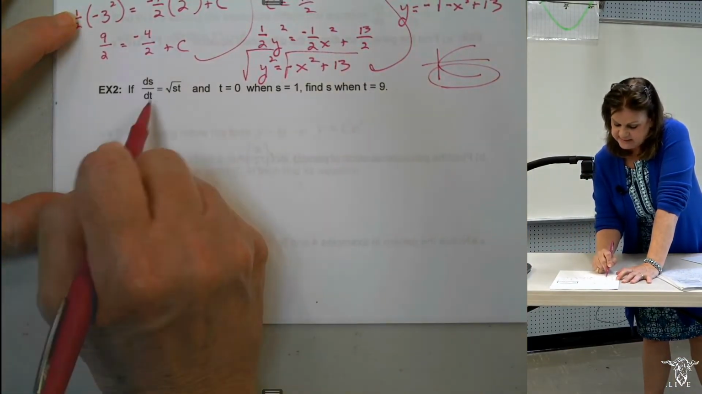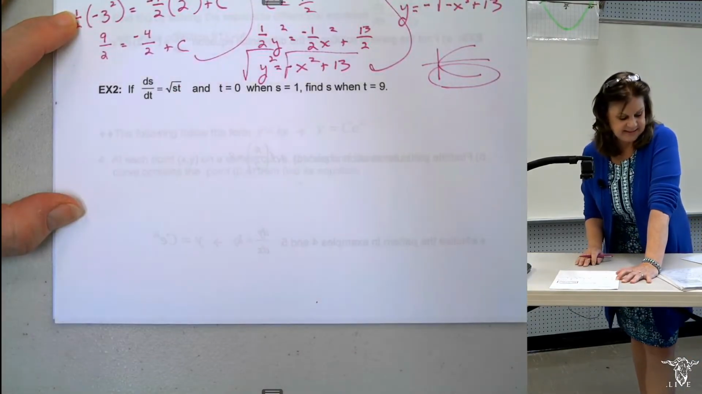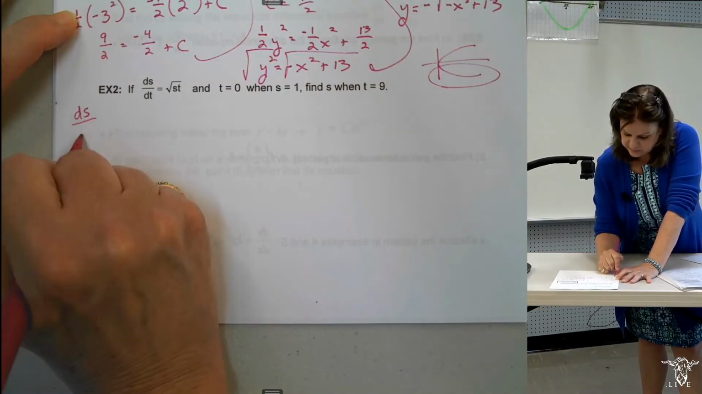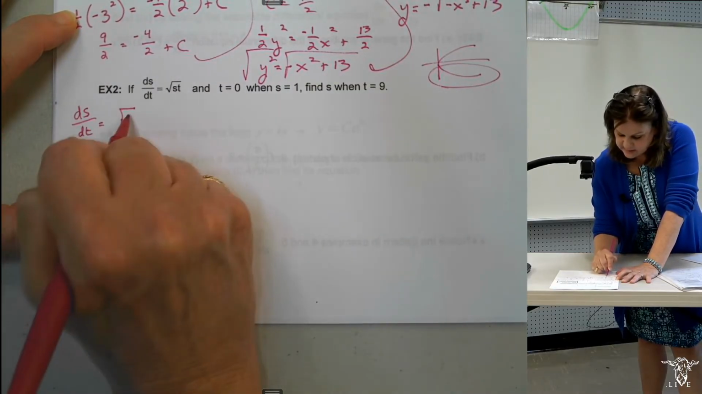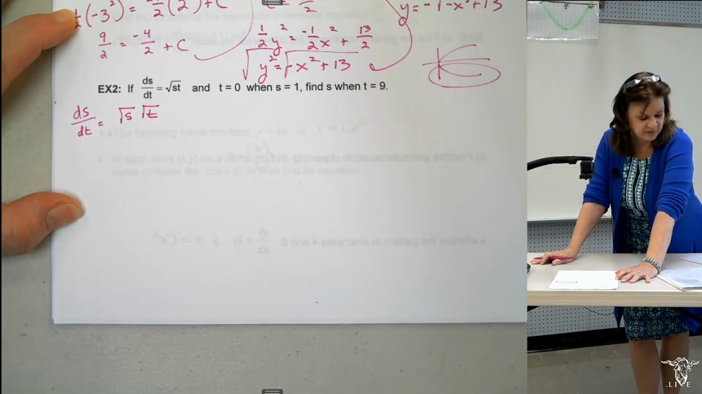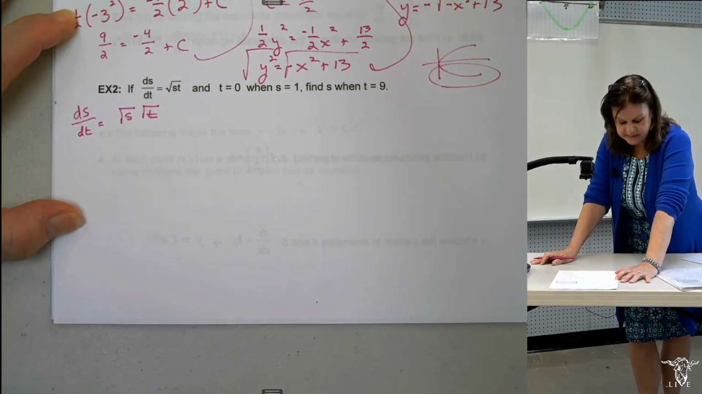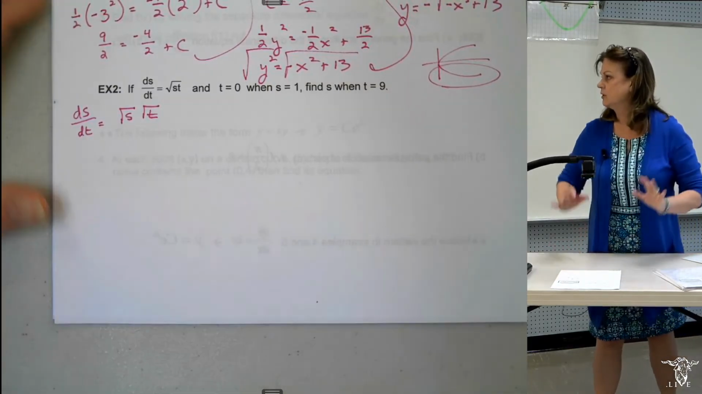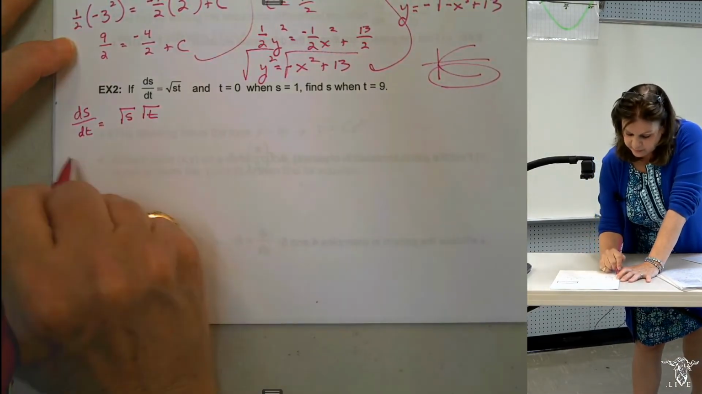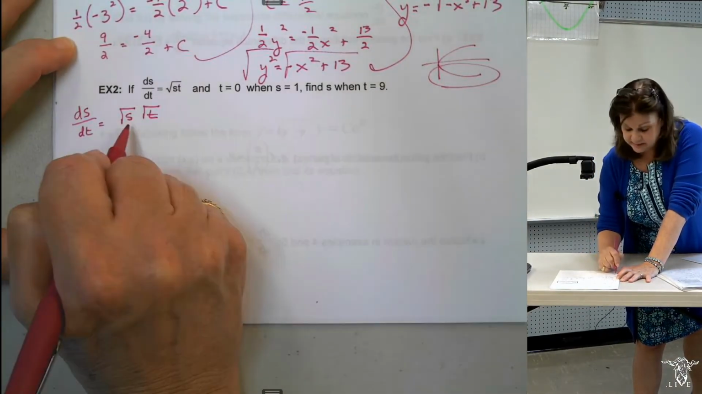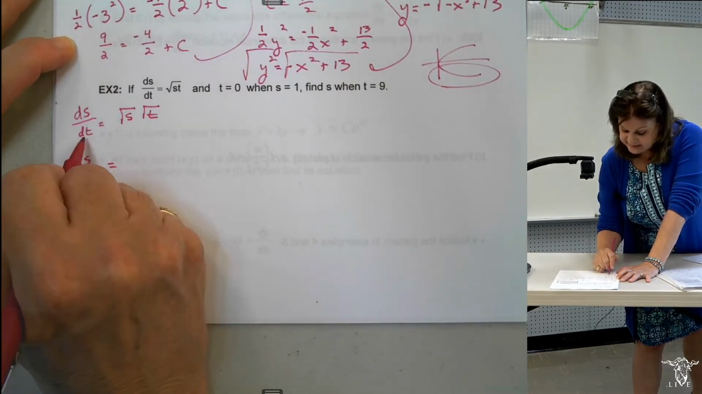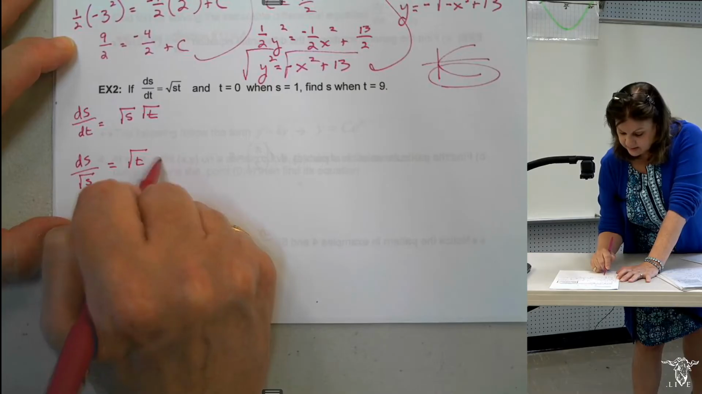I've got ds dt is the square root of st. Remember, one of our rules with roots is that we can separate them. So we have the square root of s times the square root of t. Now I want all my s terms to one side and all my t terms to the other. To get rid of this square root of s, I'm going to have to divide by it. And to get rid of this dt, I'm going to multiply.